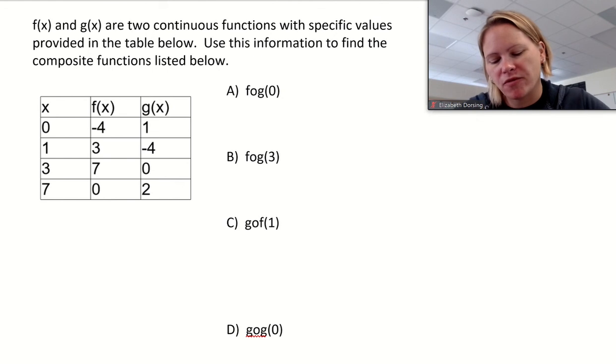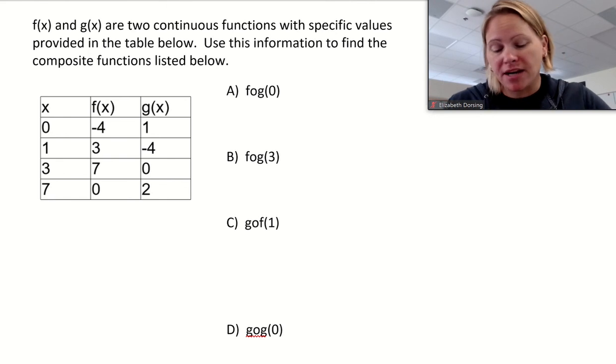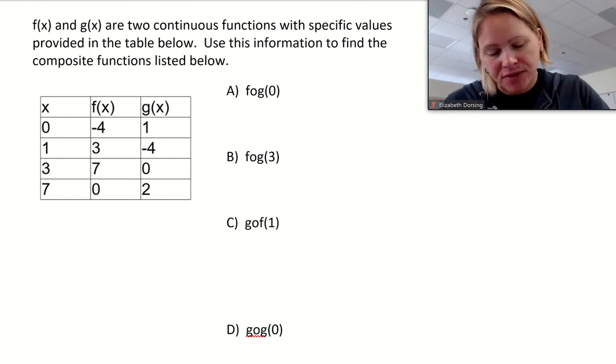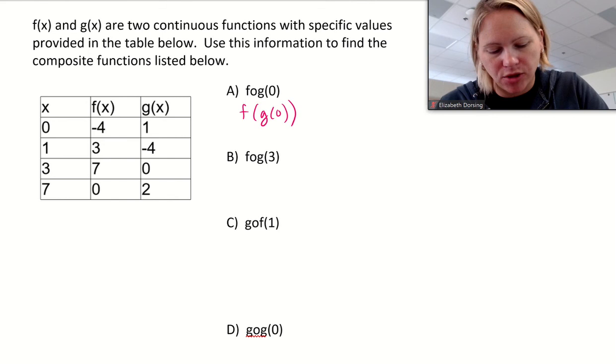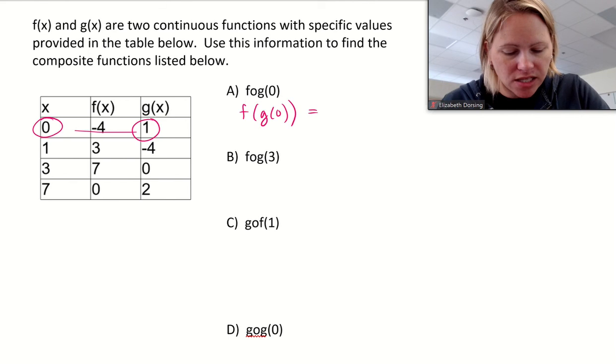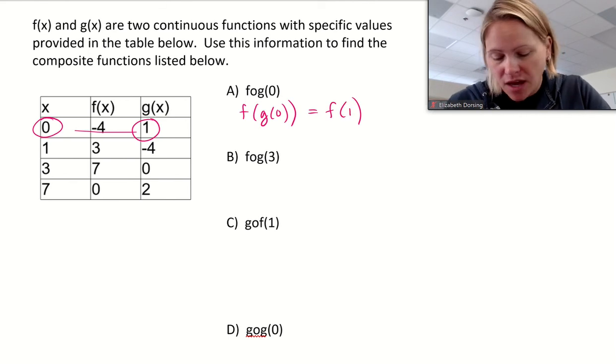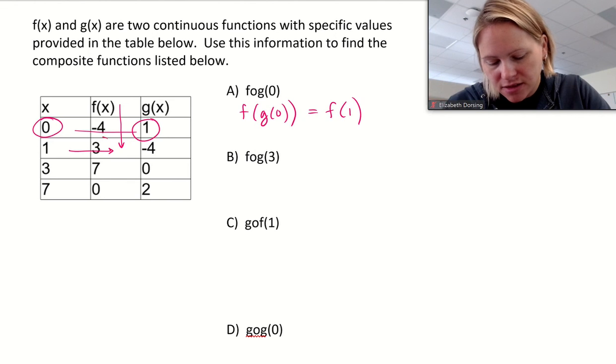So here we go. We have specific values provided in the table below. Use the information to find the composite functions. Oh, and I guess here it actually would not matter too much because we don't need to do anything with inverses, fortunately. But let's see what's going on here. f of g of 0. So remember, this means I need to find f of g of 0. So I'm going to go to the table and I'm going to find g of 0. So g, remember 0 is the input, g of 0 is going to be 1. So this is asking me to find f of 1. So now I need to go back to the table and look in the f column. f of 1 is 3.